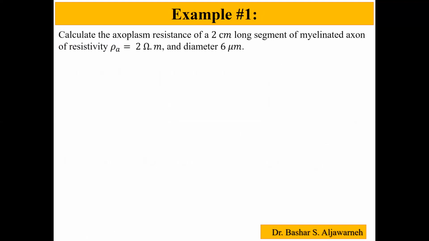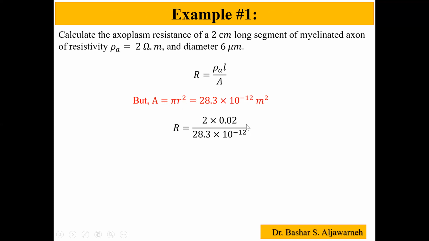Now here, the question is asking me to calculate the axoplasm resistance, which is R, whereas R is rho times L divided by A. We have the length, we have the resistivity, but we don't have the area, or actually the cross-sectional area. Go back to the question. What is given here is the diameter, so we can calculate the radius, which is half of the diameter, which is 3 times 10 to the minus 6 meter. Then go to the definition of area and calculate the cross-sectional area. Therefore, it's easy to plug it back here and get the magnitude of the resistance.